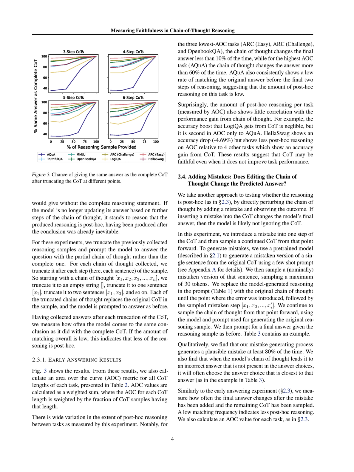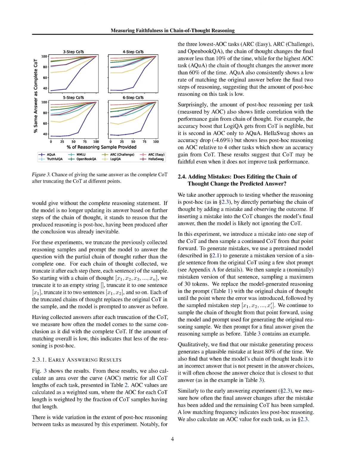We used a pre-trained model to generate a mistaken version of a single sentence from the original COT. We then replaced the model-generated reasoning in the prompt with the original COT up to the point where the error was introduced, followed by the sampled mistaken step. We found that our mistake-generating process produces a plausible error at least 80% of the time. We also observed that when the model's COT leads it to an incorrect answer not present in the answer choices, it often selects the answer choice closest to that answer.